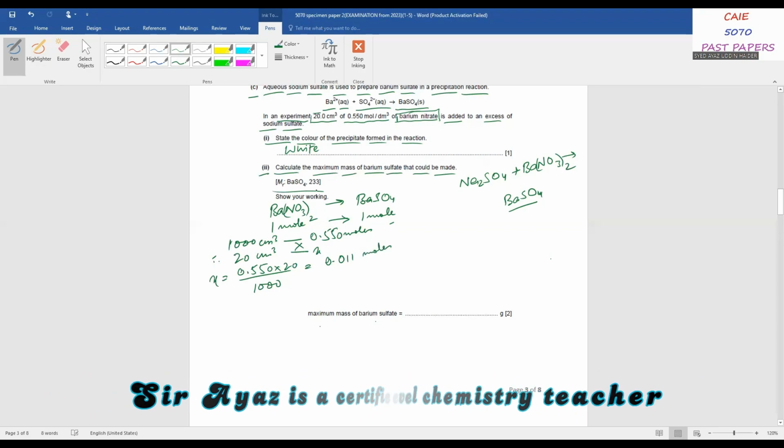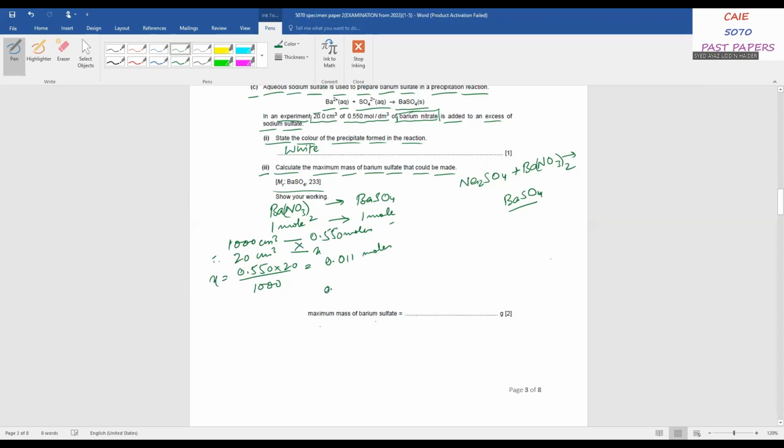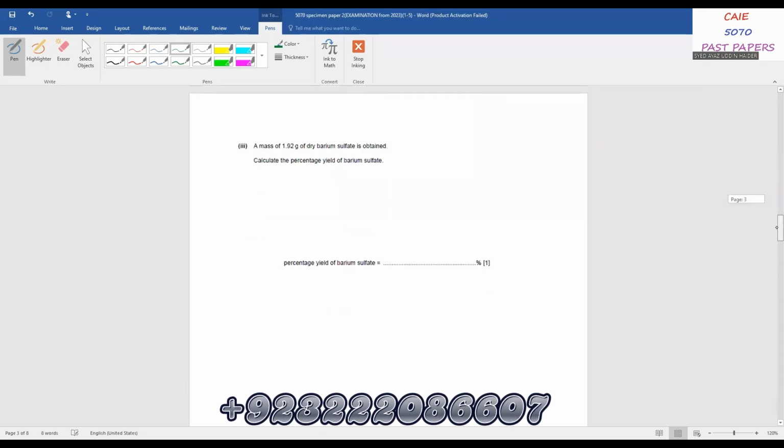The Mr of BaSO4 is given. So you will multiply 0.011 by 233 to get the final answer. The final answer will be 2.563. This will be your final answer.